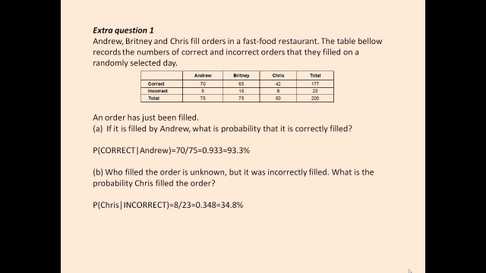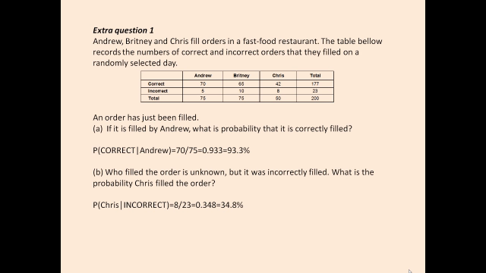Okay, part B. Who filled the order is unknown, but it was incorrectly filled. What is the probability that Chris filled the order? So in this case, the probability we're looking for is Chris, and the partial information is that it was incorrectly filled. So again, this is a conditional probability question.